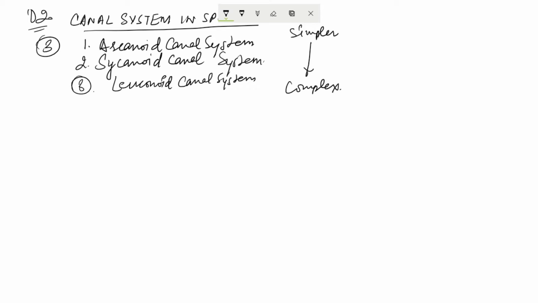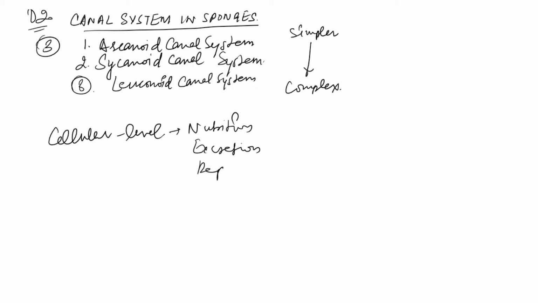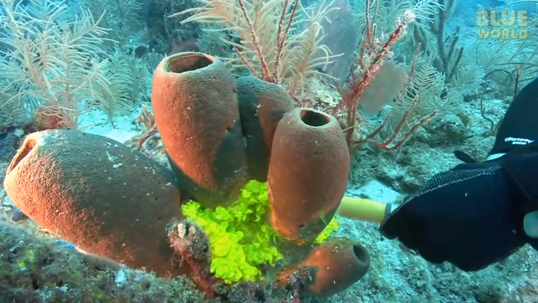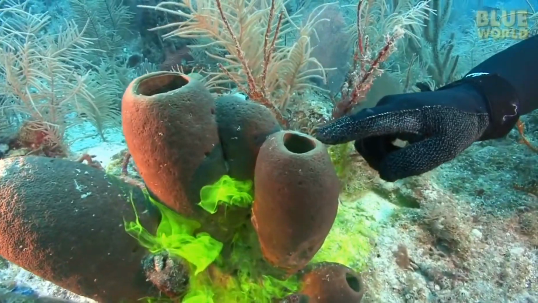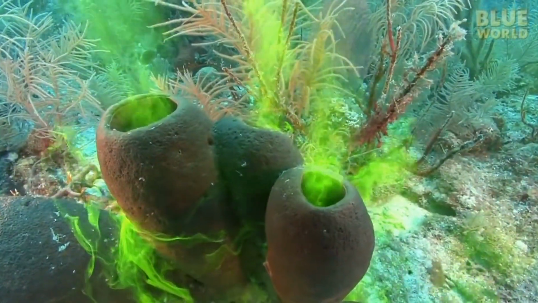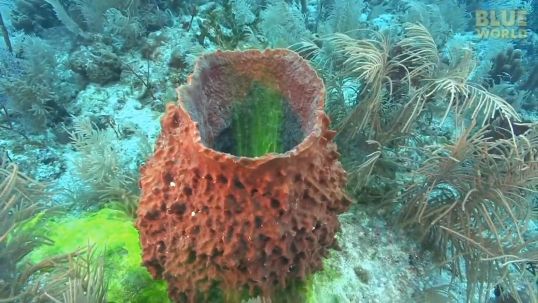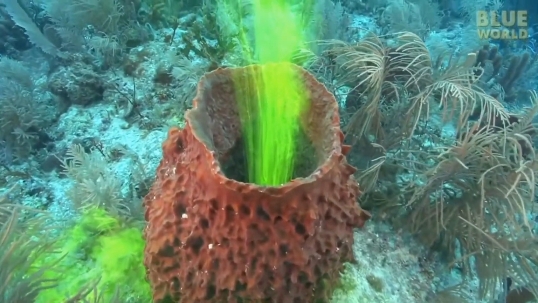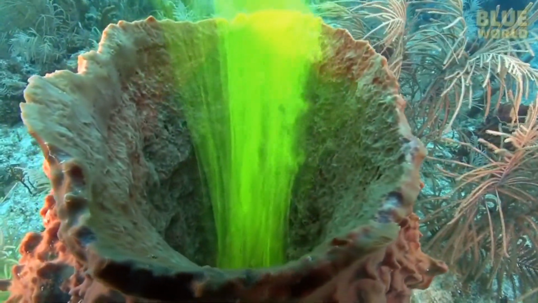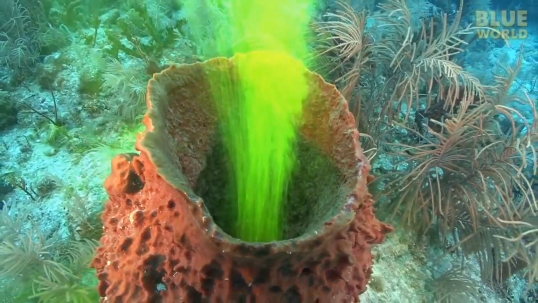Okay, we study the canal system because everything that a sponge does, all the functions, are on a cellular level. Whether it be nutrition, excretion, or reproduction, they depend upon the water. Whatever the surrounding water brings into their body, they absorb all the materials they require for survival, and the rest of the excreta and waste material they expel out from the osculum.